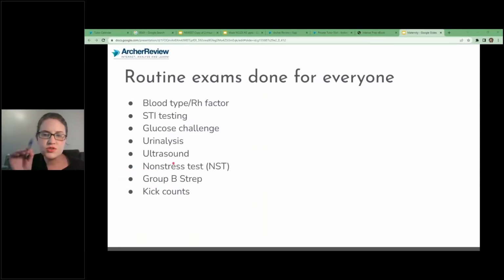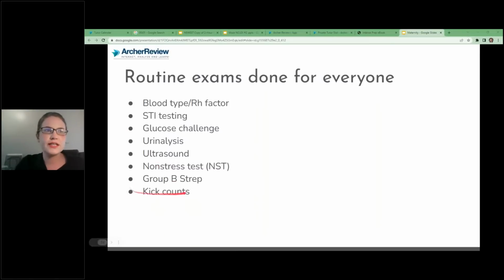Group B strep is actually a little Q-tip swab that we do within the vaginal canal around 36 weeks pregnant. The reason we do that is a fair number of women, about 25% on average, are going to be carriers for Group B strep. It's not harmful to the woman, but it can be harmful to the newborn if the mother passes that on to the baby. So we test for it right before they're due to give birth. And if they test positive for Group B strep, we give the mother an antibiotic during labor, and that prevents transmission to the fetus.